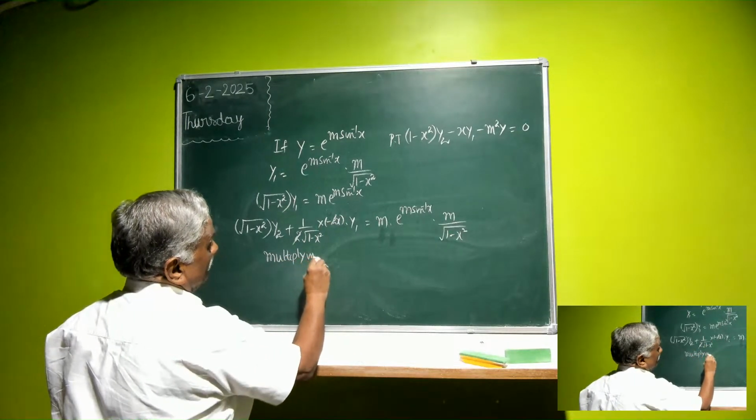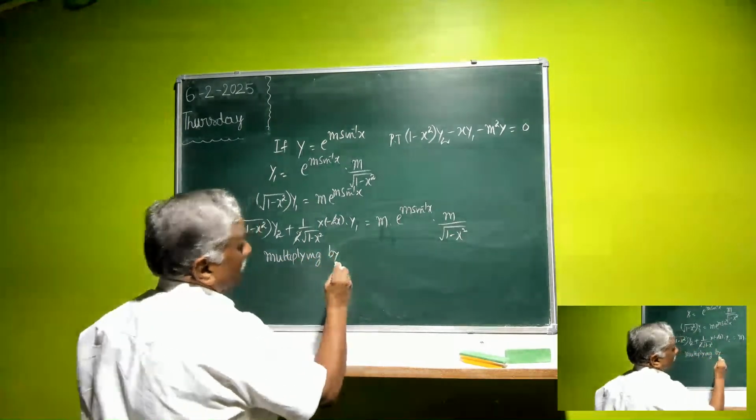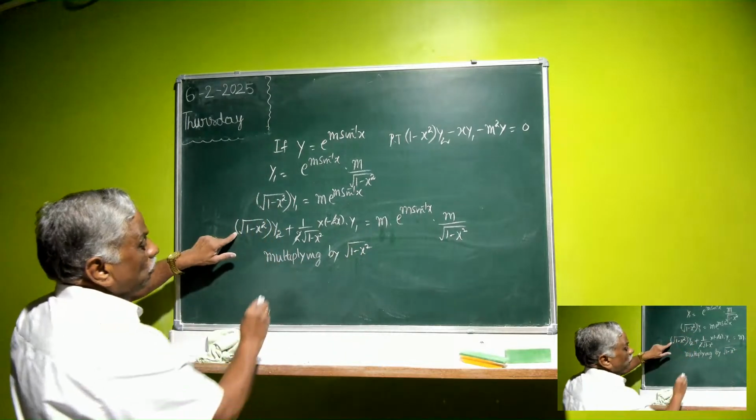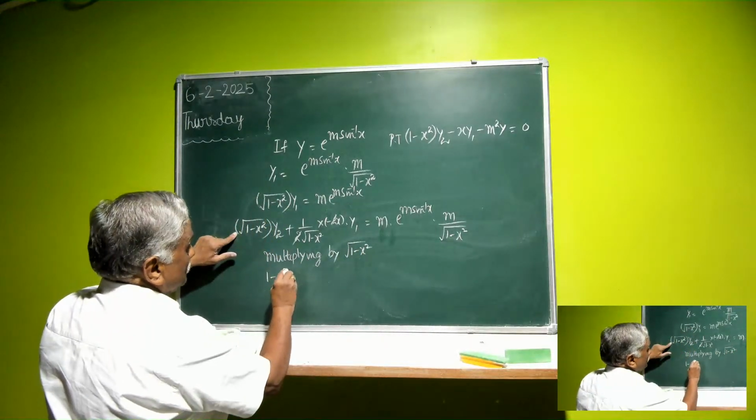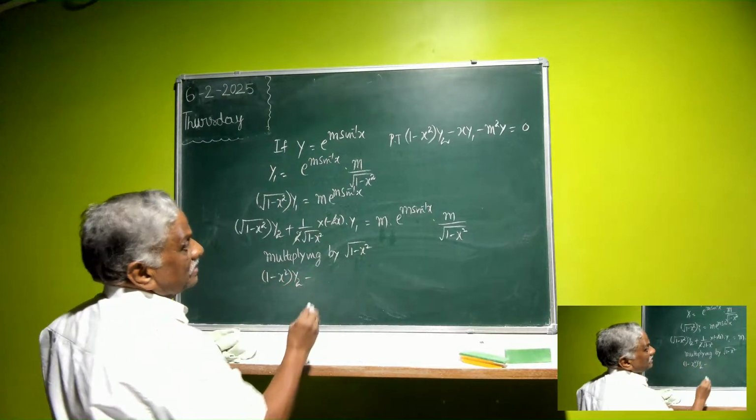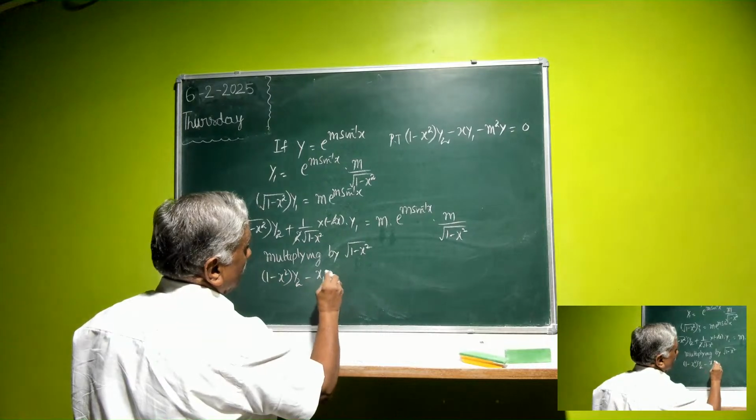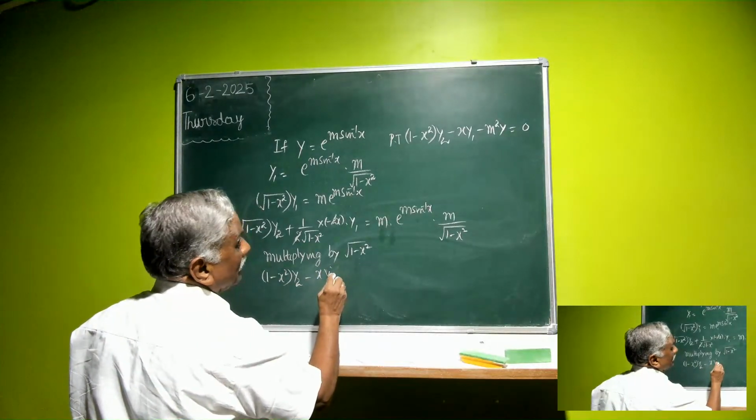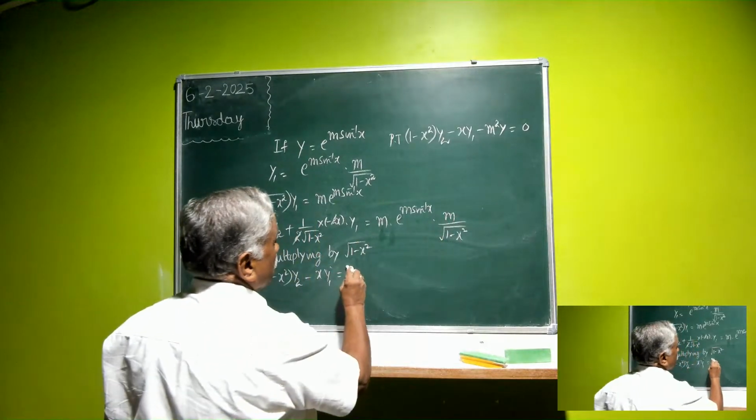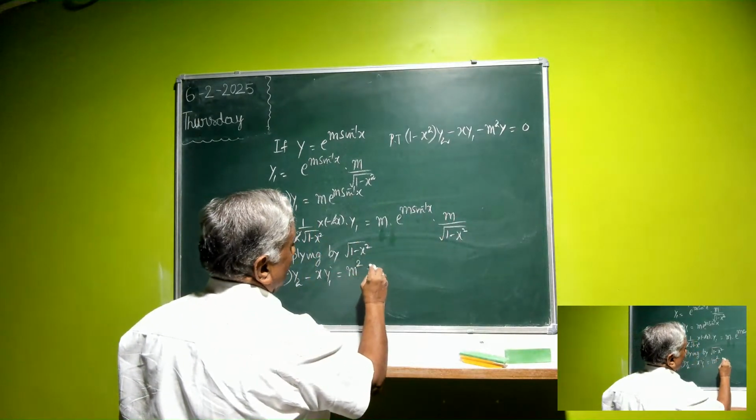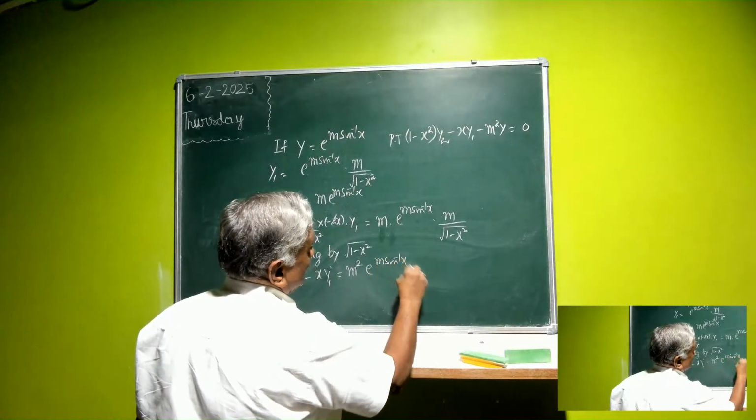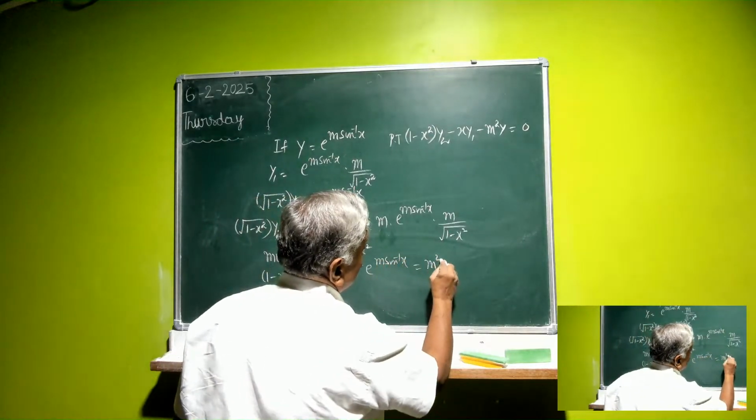Multiplying by root of 1 minus x square. So the root will go: 1 minus x square y2 minus xy1 is equal to m and m square e to the power of m sin inverse x. That is nothing but m square y.